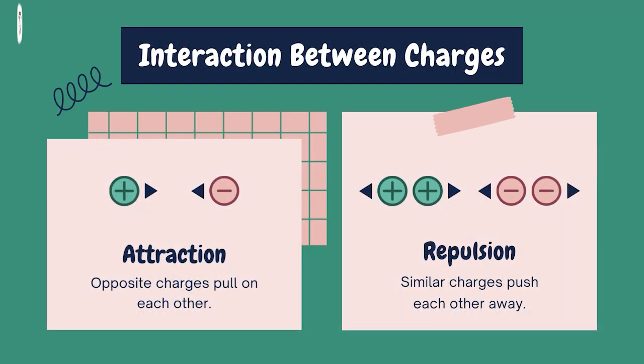An attraction is created when two opposite charges are present. So if one thing is positive and another is negative, they are going to attract each other. And if two things have similar charges, for example both positive or both negative, then they are going to repel each other.